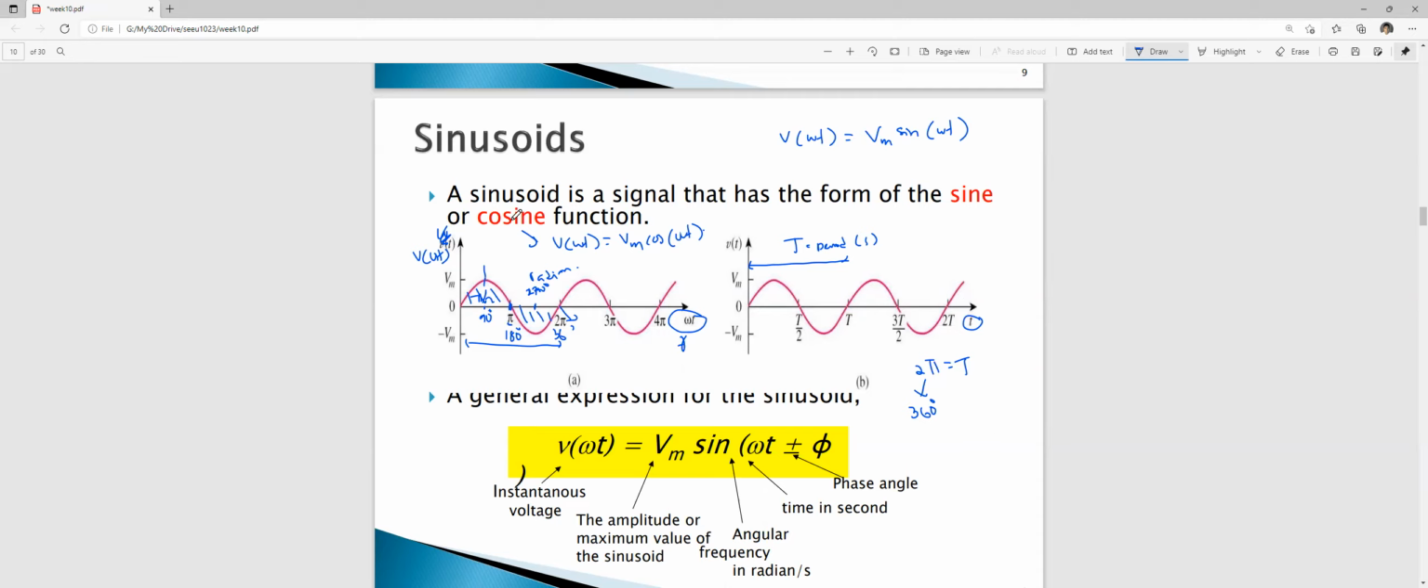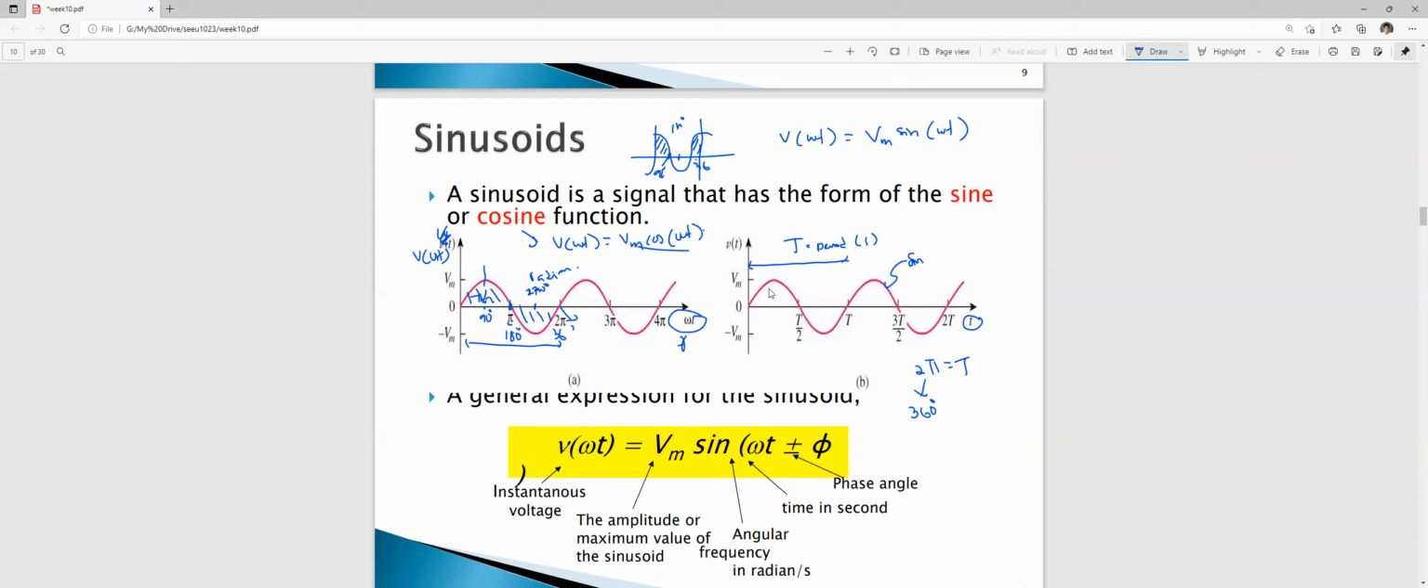This waveform is using a sine function. For the cosine function, the waveform is like this. Your full cycle is this one, 360 degrees, this one is 180 degrees, this one is 90 degrees and so on. But we are concentrating on the sine function.